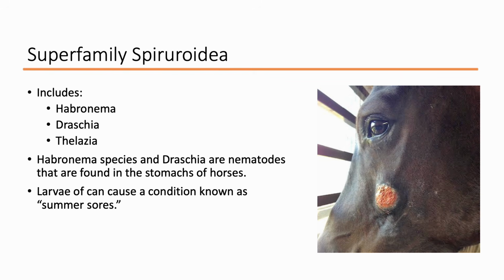Common areas are around the eyes, mouth, maybe their sheath or genitals, or even their joints. And the larva can cause pretty severe inflammatory reactions and causes these characteristic lesions.